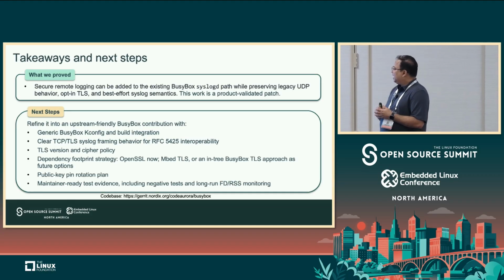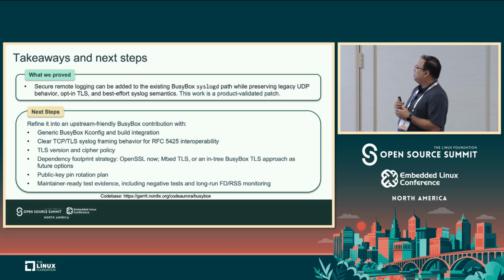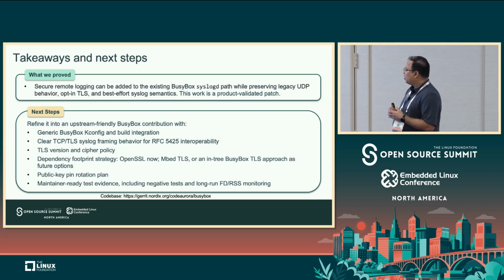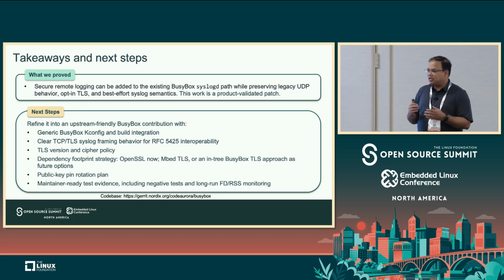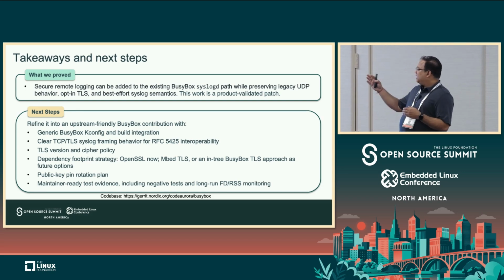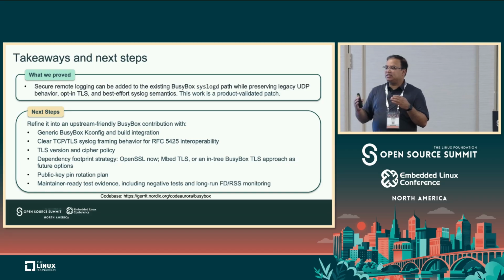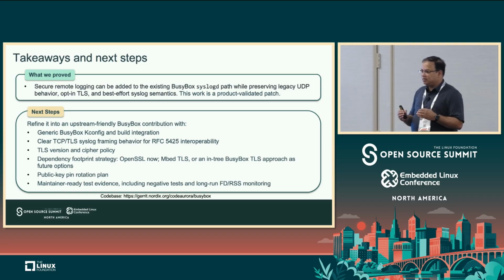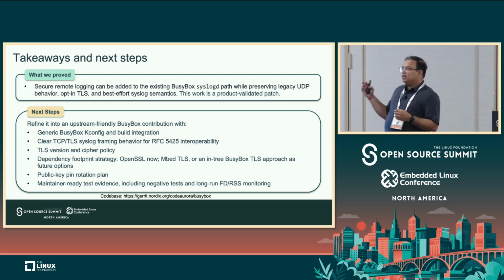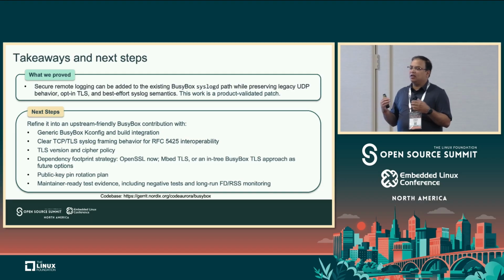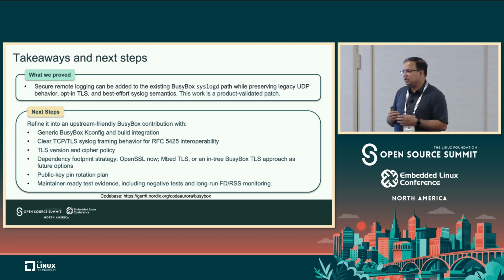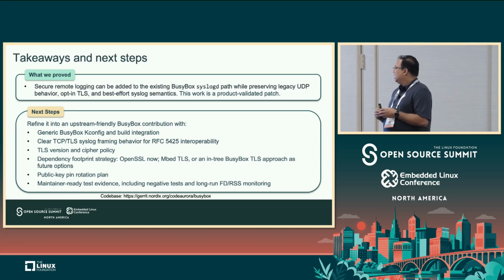So this is the takeaway. We already implemented the secure logging to the existing BusyBox syslogd path while preserving the existing behavior. Everything is opt-in and uses best effort syslog semantics delivery mechanism. And this work is product validated. We are currently using this feature in our product. Customers are using it without any issues.